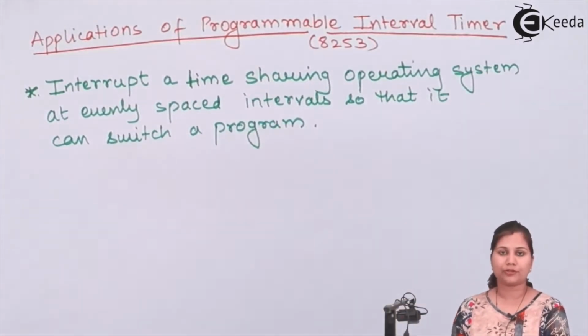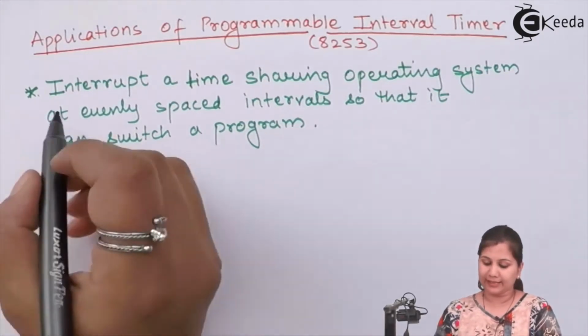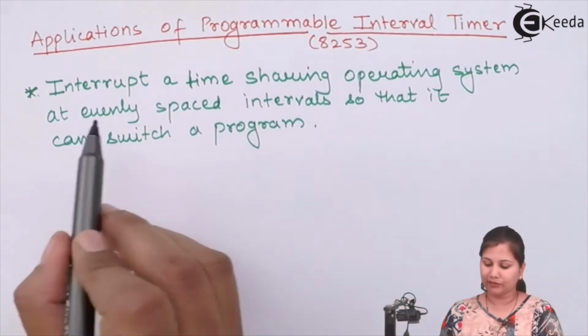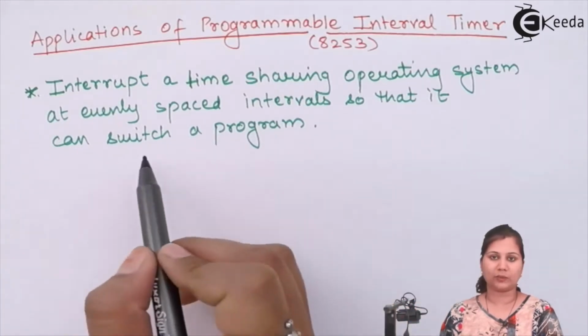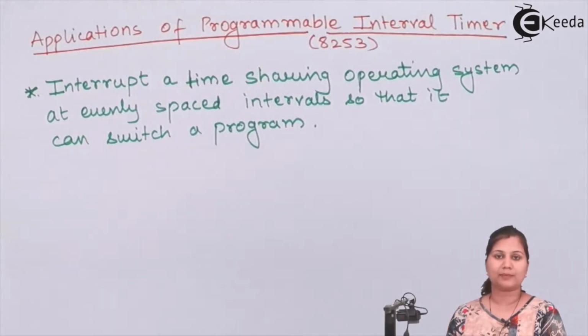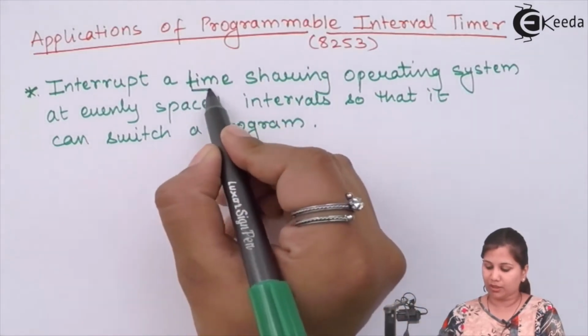So the first application of the programmable interval timer 8253 IC is that it can be used to interrupt a time sharing operating system at evenly spaced intervals so that it can switch a program. Now the programmable interval timer is a timer which provides time delays at certain equal intervals of time. So we can use this timer IC for providing the interrupt to a time sharing operating system like a microprocessor or any central processing unit.